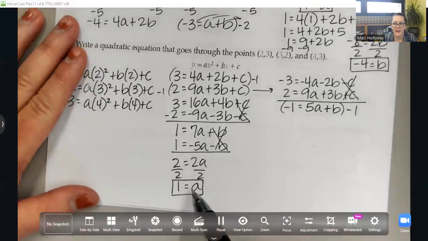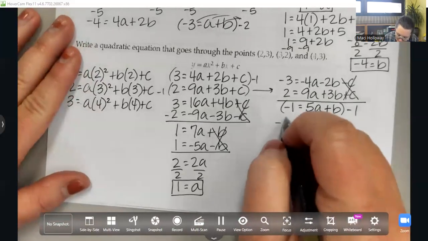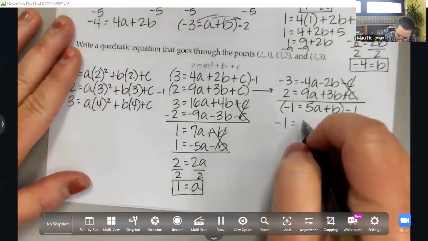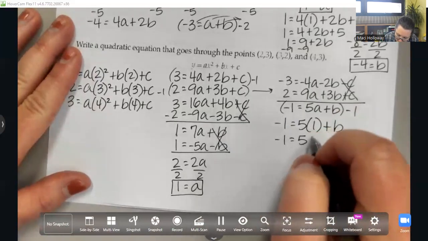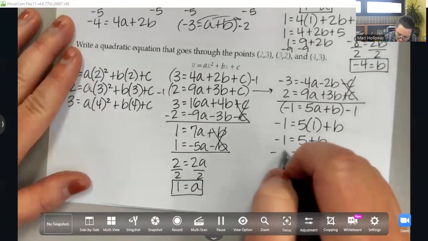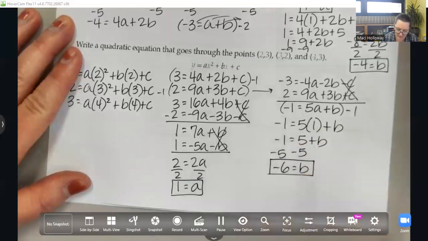So once we find a, we can plug back in either this one or that one. It doesn't matter. Let's plug it back into this one. Negative 1 equals 5 times 1 plus b. Negative 1 equals 5 plus b. Subtract 5. And b equals negative 6. Okay, got our second one.